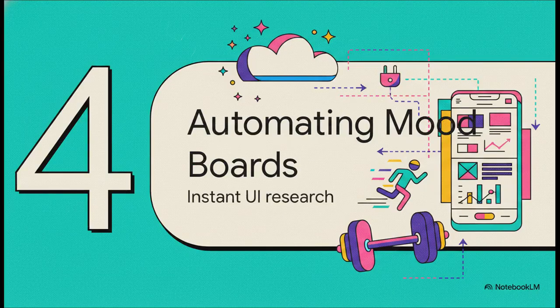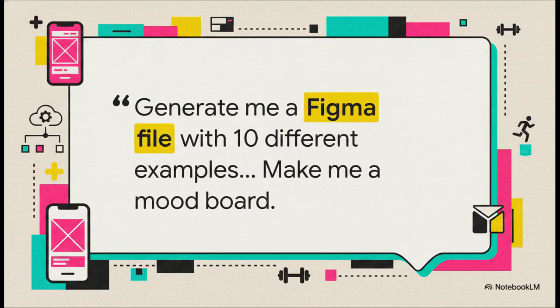All right, now for the really fun parts. Section 4, automating the mood board for instant UI research. We're going to perform a little magic trick here and prompt Claude to instantly do our UI research for a hypothetical fitness app MVP. This prompt right here, this is your personal swipe file to bypass hours of manual labor.